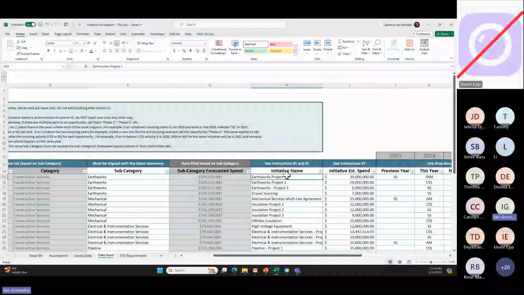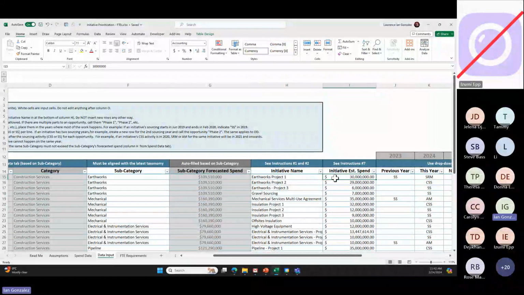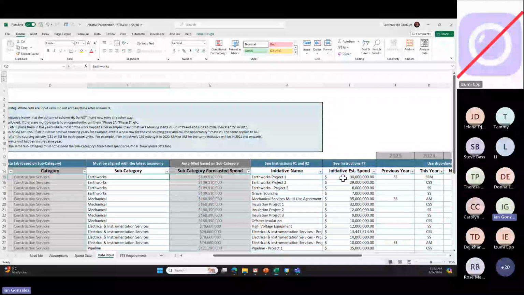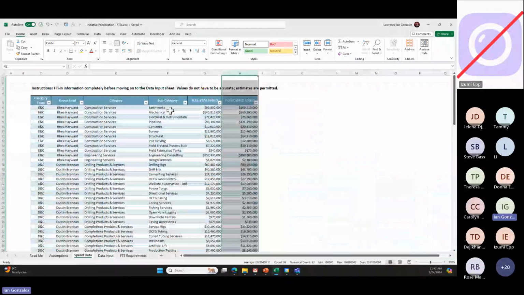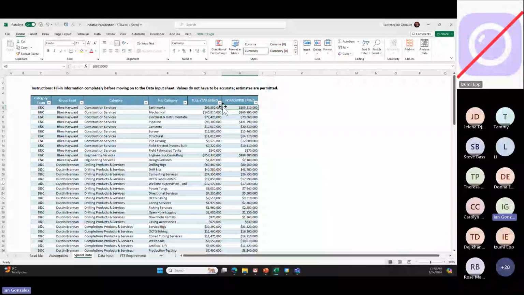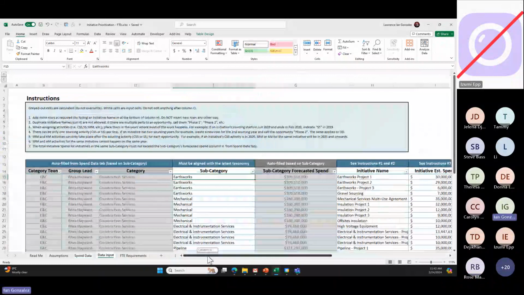If you're putting, let's say, an earthwork project of 30 million, and that is the subcategory for works, that amount, 30 million, cannot exceed the subcategory spend for earthworks. So in this case, the forecast is 100 million. So 30 million is well under this. Okay, you cannot put something big.